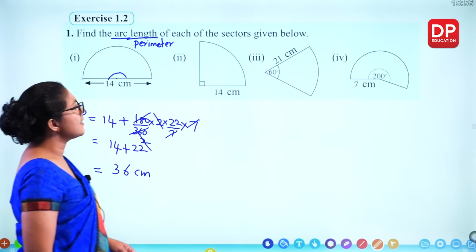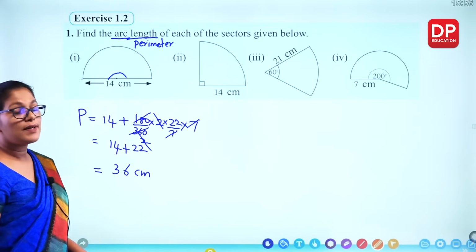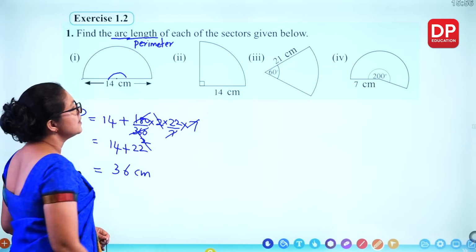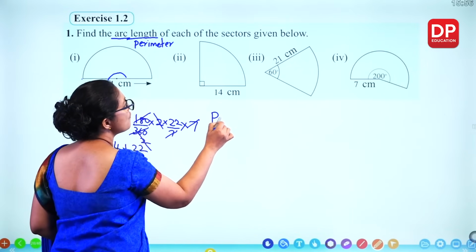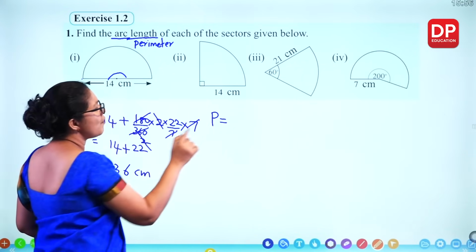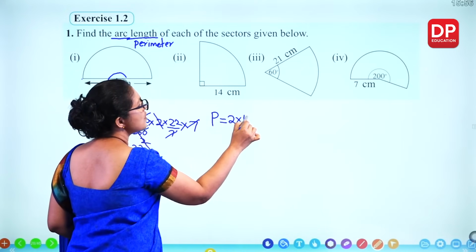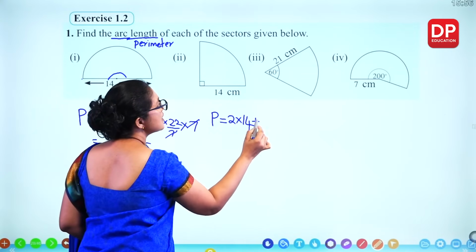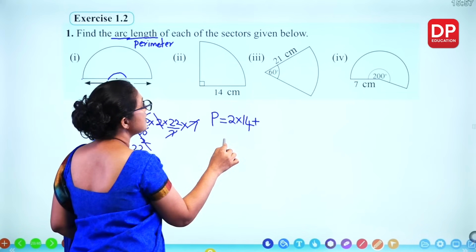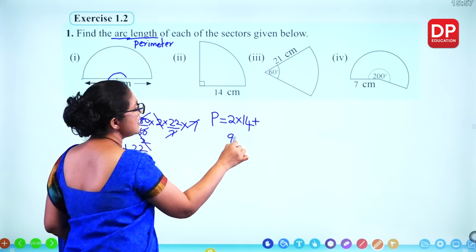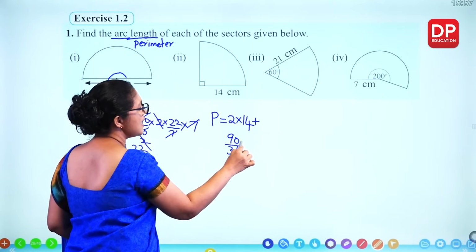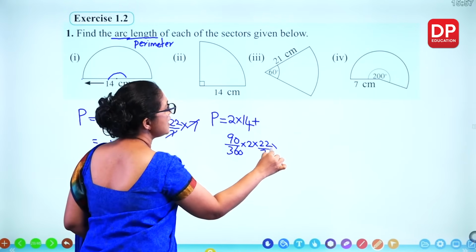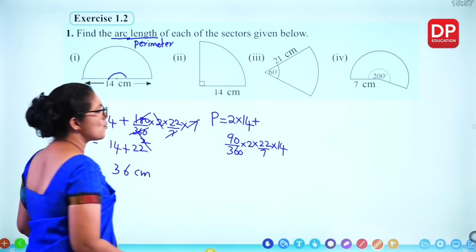Okay, look at the second one. You have been given a quarter of a circle and you are asked to find the perimeter. So here, straight away use the formula: double of R, 2 times 14 because R is 14, plus angle 90 divided by 360 into 2, pi value is 22 over 7, into R, which is 14.